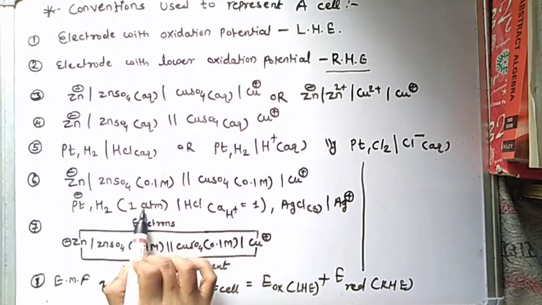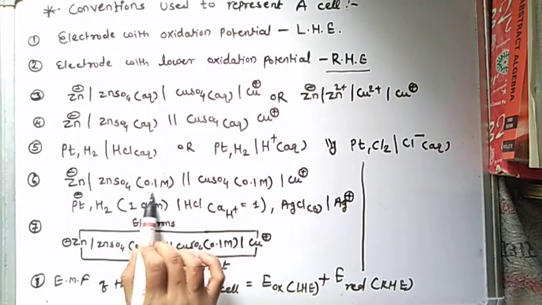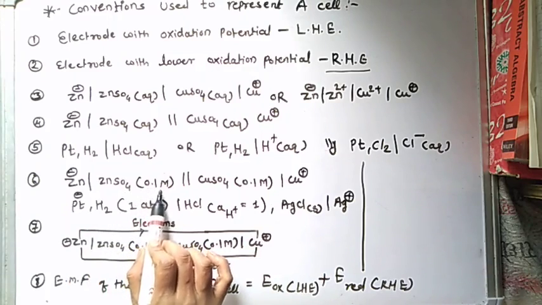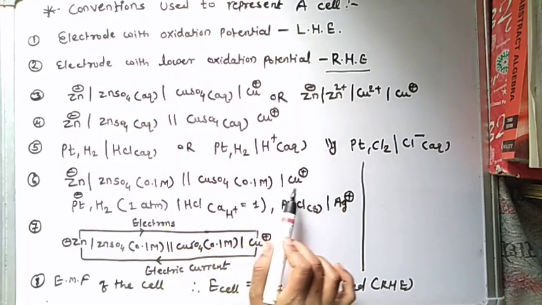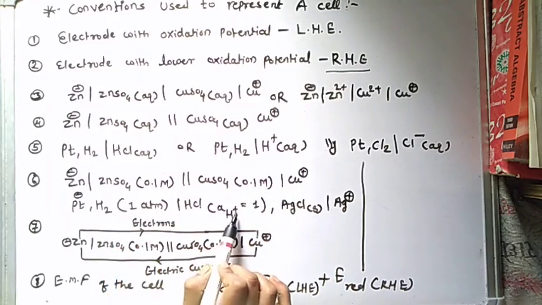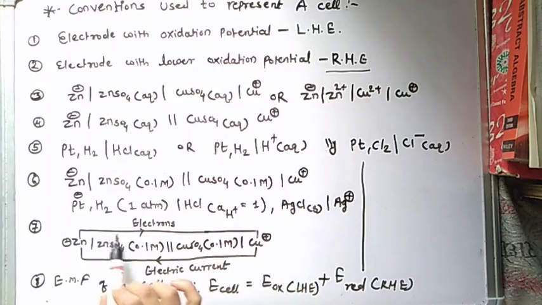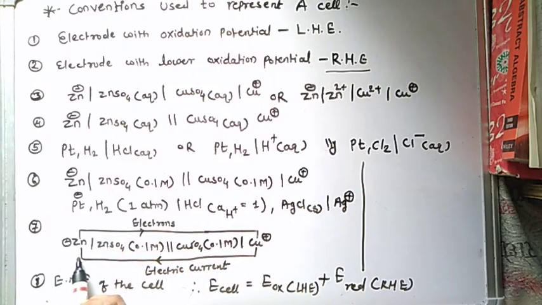And these are the examples of these: ZnSO4 concentration written in the bracket 0.1 molar, salt bridge, CuSO4 0.1 molar, Cu, and pressure of the H2 is 1 atmosphere, activity of H+ is 1. These are the examples.